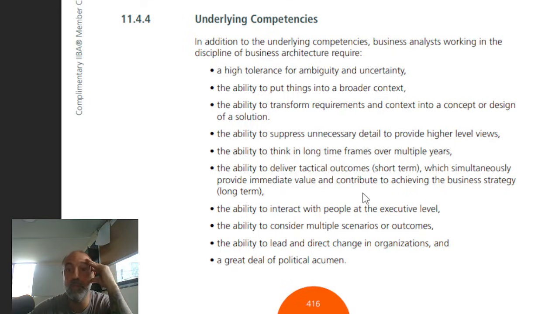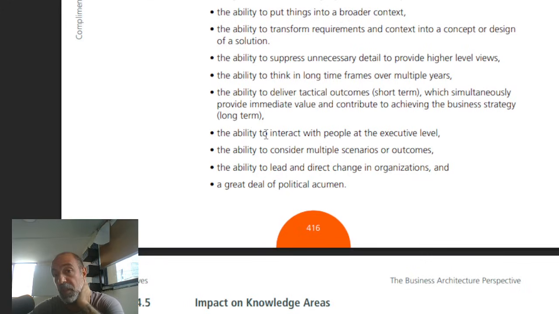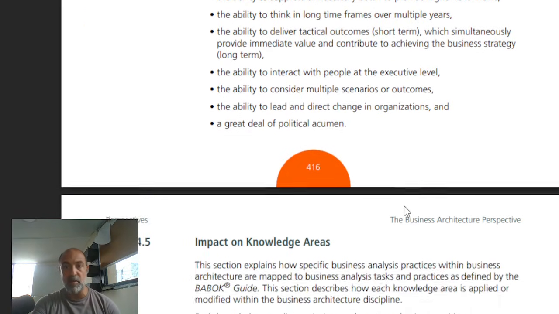The ability to put things into a broader context, the ability to transform requirements and context into a concept or design of a solution, the ability to suppress unnecessary detail to provide higher level views, the ability to think in long-term frames over multiple years, the ability to deliver tactical outcomes short-term, which simultaneously provide immediate value and contribute to achieving a business strategy, and that is long-term. The ability to interact with people at the executive level, the ability to consider multiple scenarios or outcomes, the ability to lead and direct change in organizations, and a great deal of political acumen.